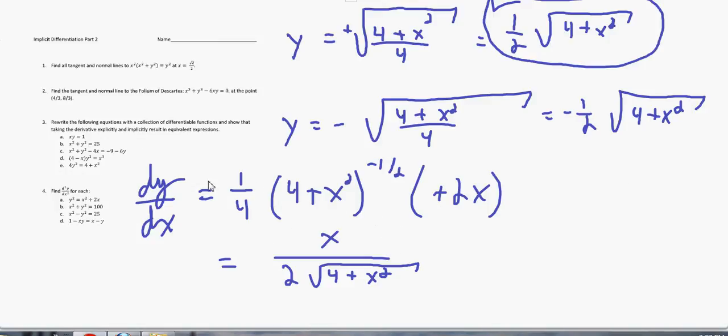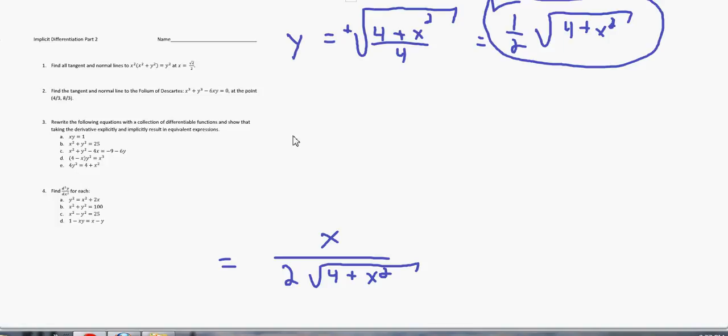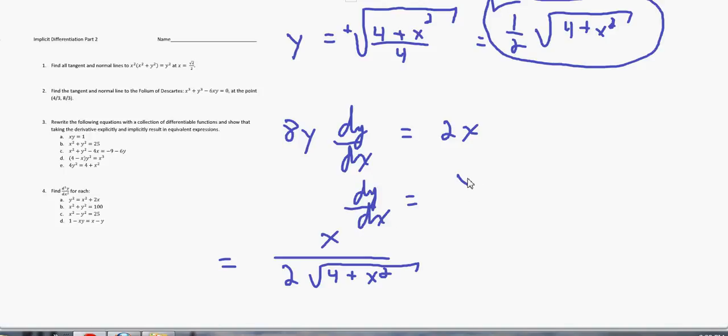Okay, now we got to show that deriving this implicitly gives us the same exact thing. So I'm going to cancel out this negative. I'm just going to delete it so I have some more room to work here. But remember, the derivative is either this thing here or the negative of this thing if we would derive the other y. Now if we derive it implicitly, we're going to get 8y dy dx is equal to 2x. Meaning dy dx is equal to x over 4y, which looks much, much nicer than this whole mess here.